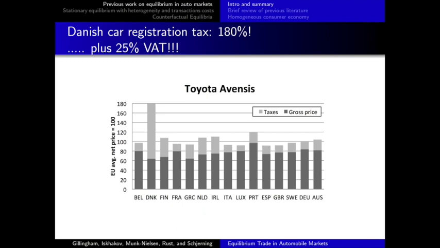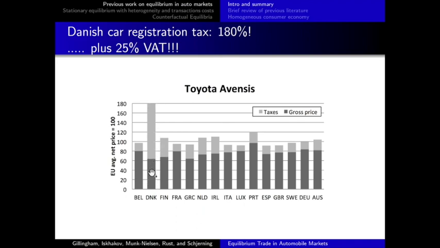And Volvo is not the only example. Here's the price of a Toyota Avensis after taxes. And you can see Denmark, we are number one in Europe. You've got many other countries in Europe here, and Denmark pretty much sticks out. And why? That's because of the tax. This part of the bar, that's the taxes.